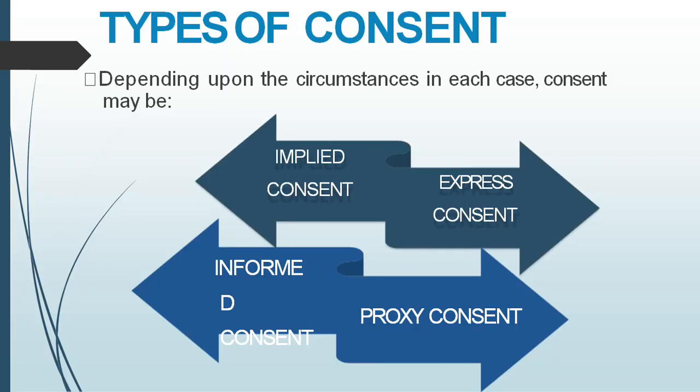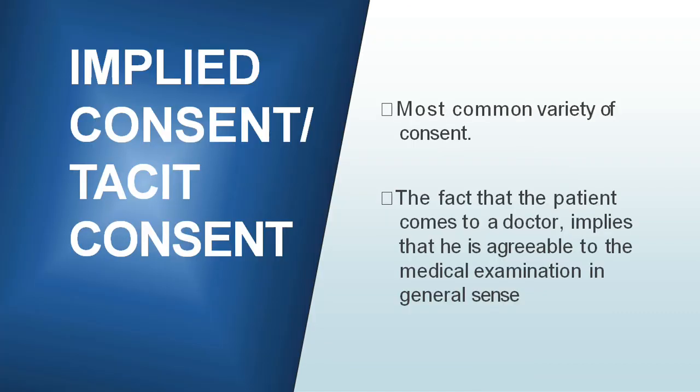So these are the basic types of consent: implied consent, express consent, informed consent, and proxy consent. In various instances in our medical practice, all these come into action. The first one is implied or tacit consent. It is like a default consent. If you are going to a doctor or a dentist, the implied consent is automatically there because we are ready to get examined. Otherwise, we wouldn't have gone to the dentist or doctor. So that is implied consent or tacit consent.